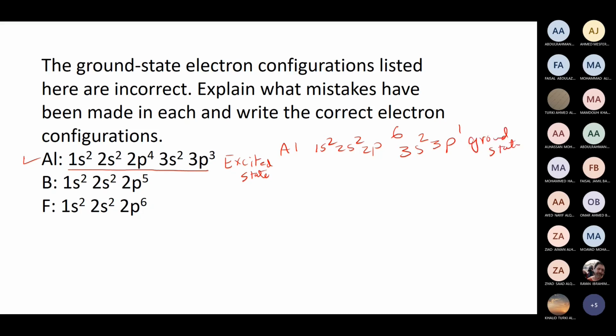Clear, guys? Okay. How about boron? Wrong. Why wrong? Because it's 5 only. And what should I do to make it right? 2p1, exactly. How about F? It's 2p5. Correct or wrong? Wrong. Why? Because it's 9. Exactly. That's 6. Clear, guys?